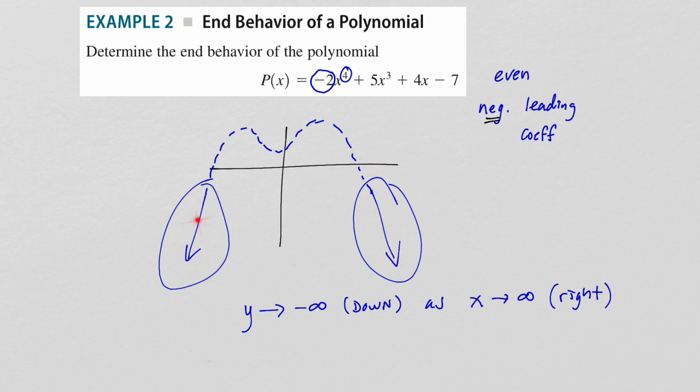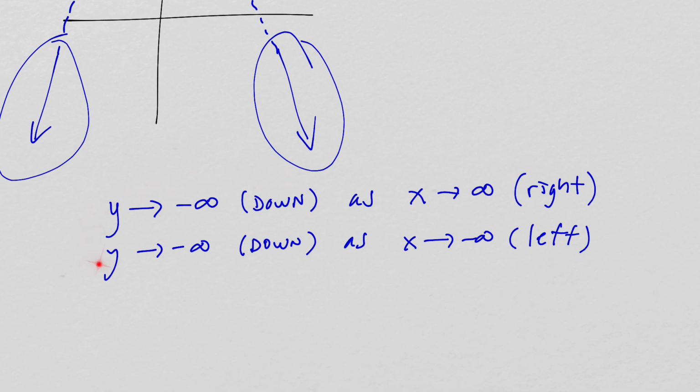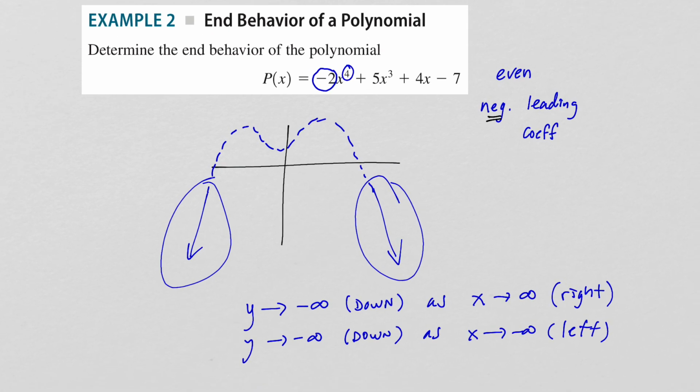And then on this side, we can say y is going to negative infinity, which again means down, as x is going to negative infinity, which of course just means to the left. And so as x is going to the left, y is going down. So this is the technical way that we would describe the end behavior without drawing a graph. Of course, a graph is always nice though.